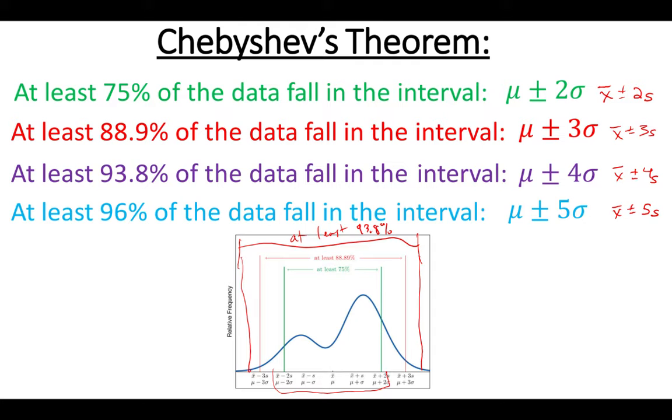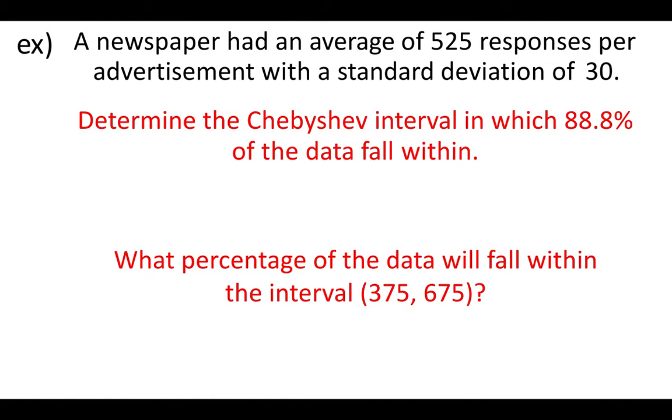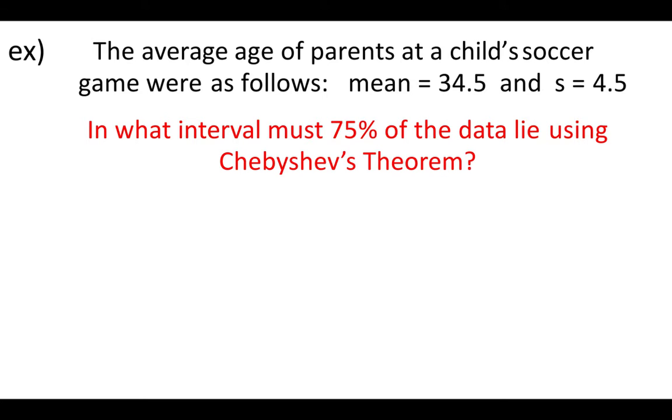Let's look at some applications of how we're going to use this. So our first question: we went to a soccer game, and the average age of the parents at the soccer game was approximately 34.5 years old. The standard deviation of this sample was 4.5. So in what interval must 75% of the data lie? In other words, what could we confidently say at least 75% of the parents are this age range?